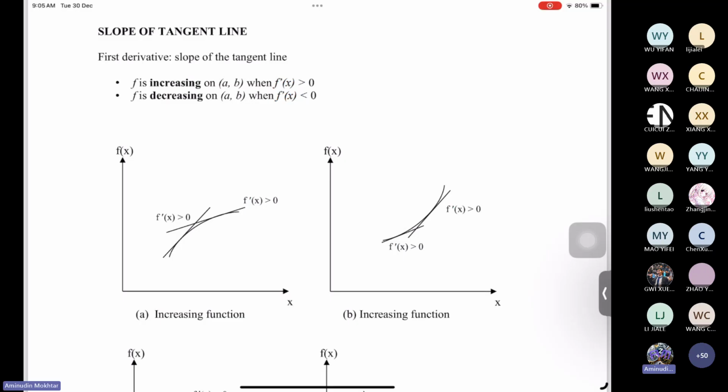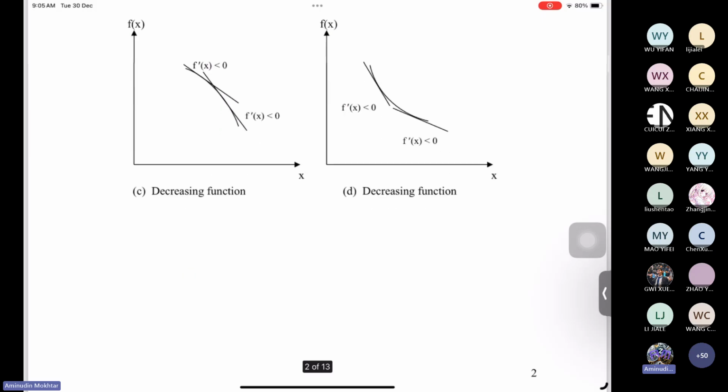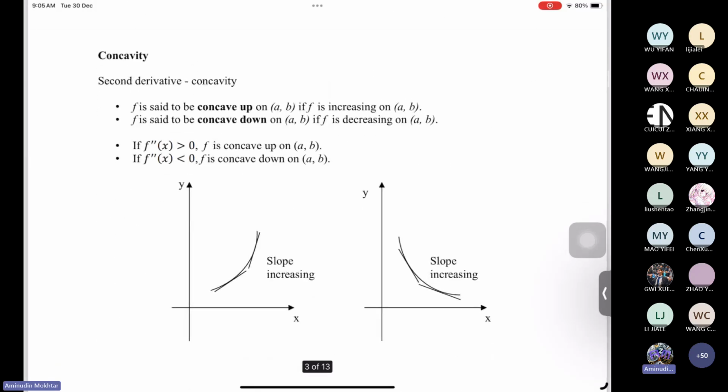Based on the first derivative, dy/dx, the value can be positive and can be negative. The value of the first derivative is useful when we want to find the slope, to determine whether the function is increasing or decreasing. Okay, that's the first part. The second derivative is also important because it can be used to measure the concavity.